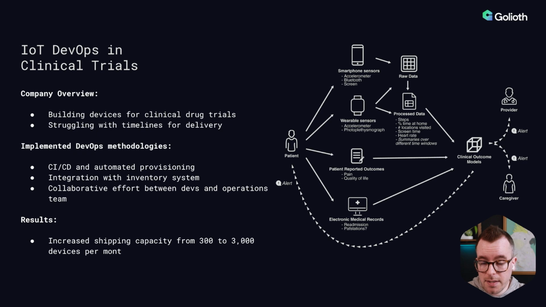And this is really important because every single drug study had slightly different parameters, slightly different configurations that needed to be set up. And it was just such an arduous process to do this manually. And by the dev team working with the operations team and building this solution, which integrated their IoT management platform with their inventory system, it helped them go from shipping about 300 devices a month to over 3,000 devices per month, which shows that the collaboration piece of implementing DevOps is just as important as the tooling, if not more.